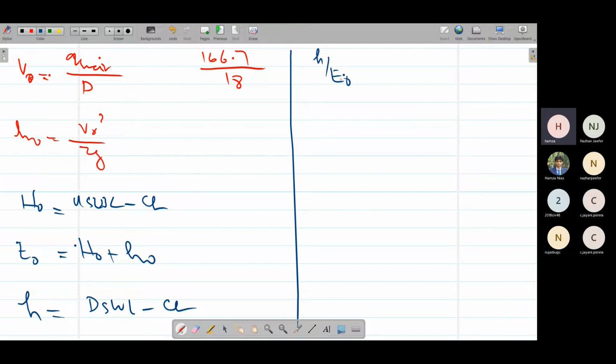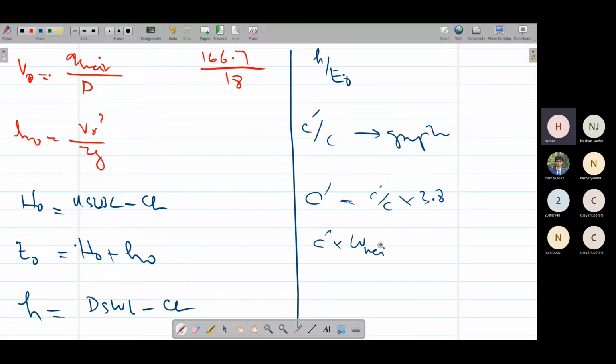We have to find this H over E naught, and C dash over C from the graph, and get the C dash value by multiplying C dash over C by 3.8. If we multiply the C dash with E naught raised to the power 3 by 2, we'll get the small q weir. And if we multiply the small q weir with the width of the weir, we'll get the total discharge passing through the weir.